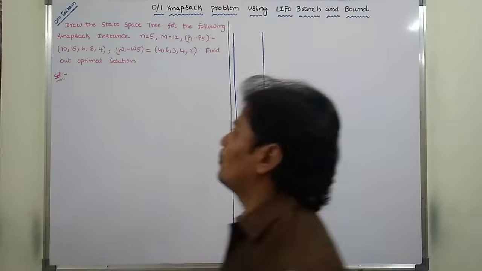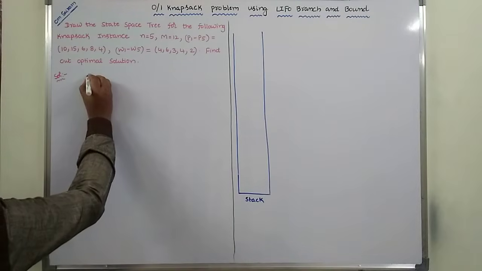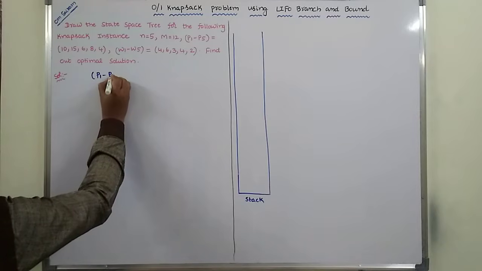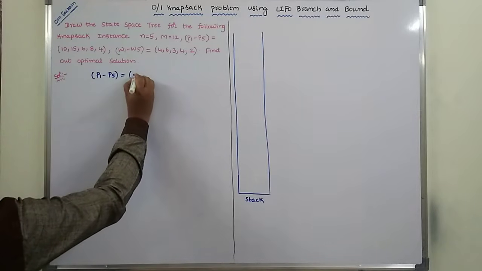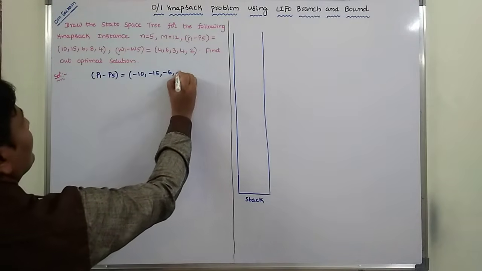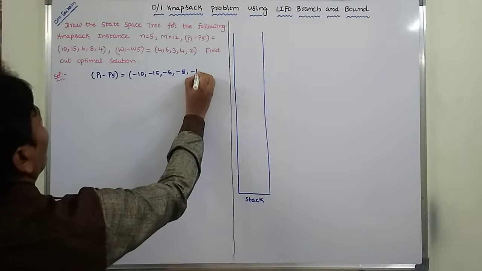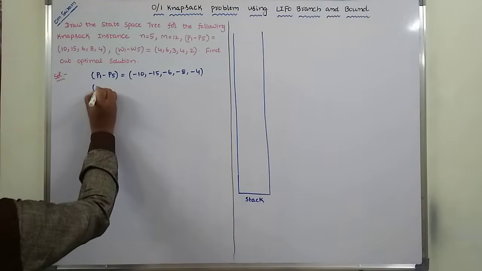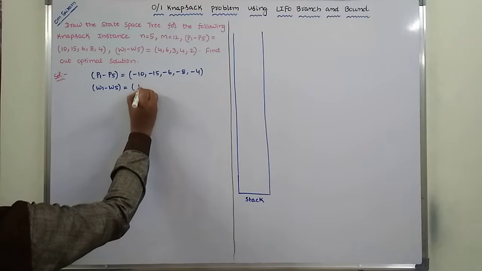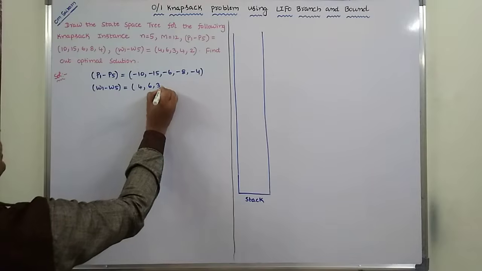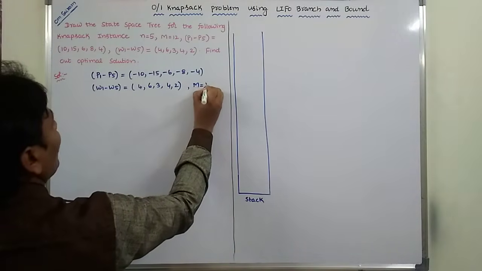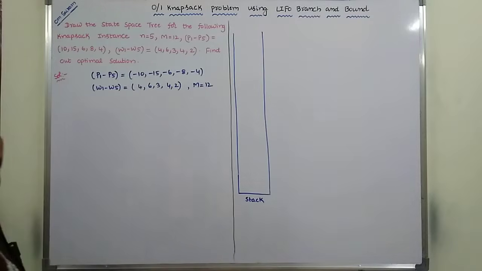First, we have to put a negative sign before each and every profit. P1 to P5 is equal to minus 10, minus 15, minus 6, minus 8 and minus 4. Next, W1 to W5, there is no change in it. So that is 4, 6, 3, 4, 2. Here M is equal to 12 and N is equal to 5.